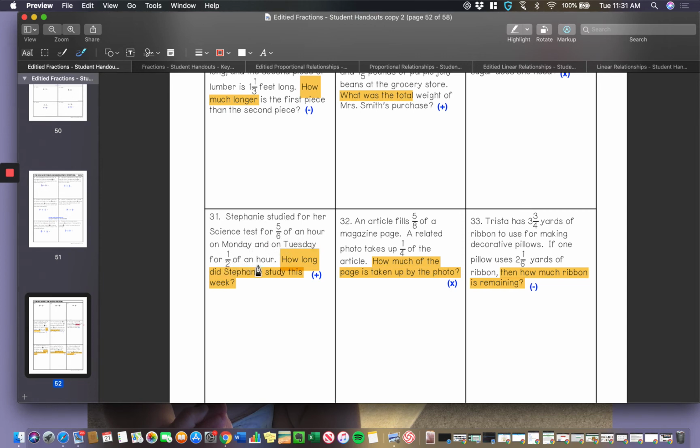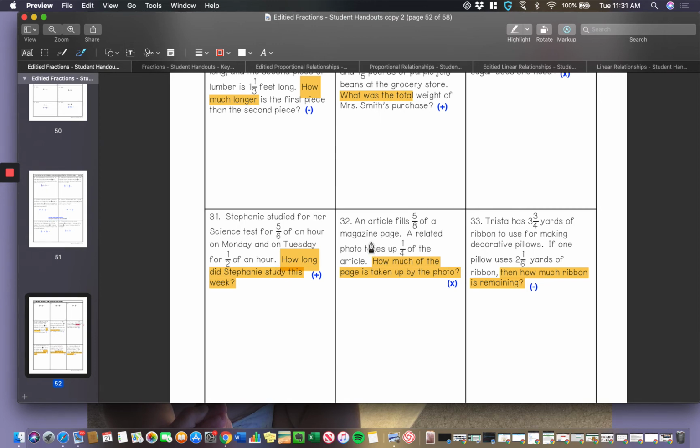Number 31, Stephanie studied for her science test for 5/6 of an hour on Monday and on Tuesday for 1/2 of an hour. How long did Stephanie study this week? So we want the total amount of time that she studied. On Monday she studied for 5/6 of an hour. In addition to that, which is our operation, on Tuesday she studied for a half hour. So what was the total amount of time that she studied this week?